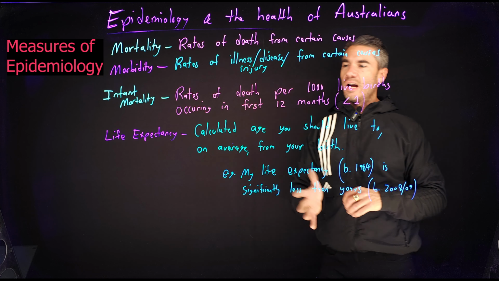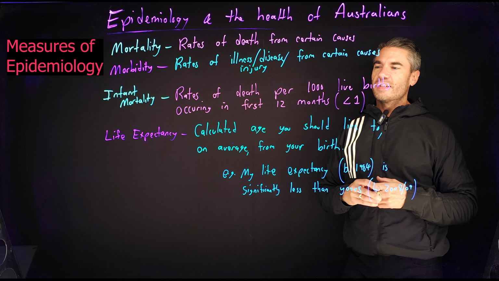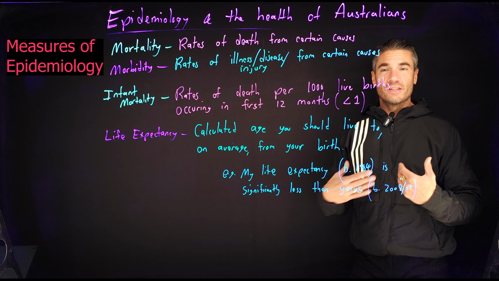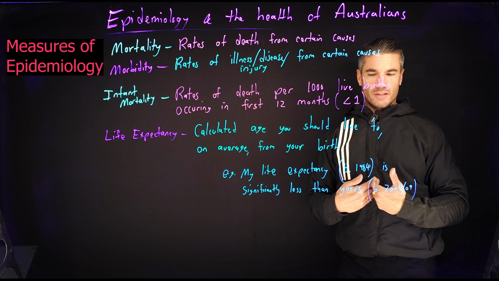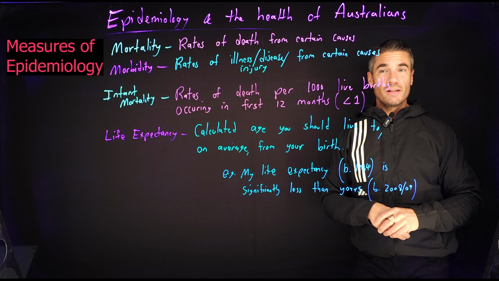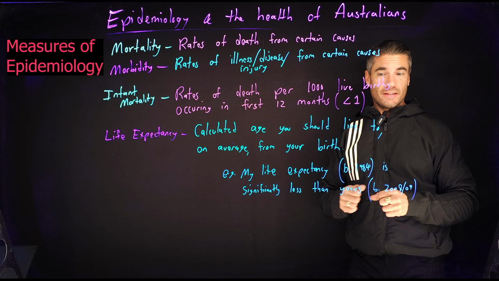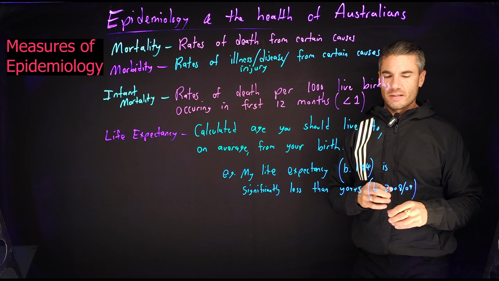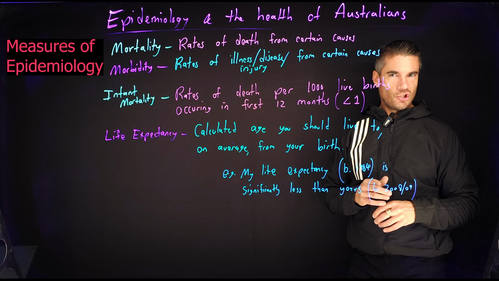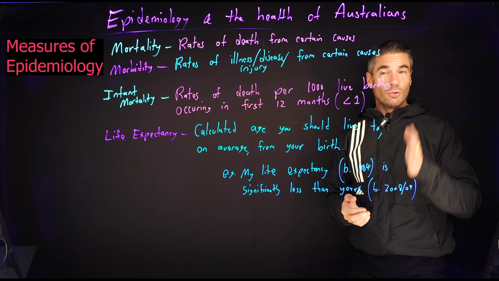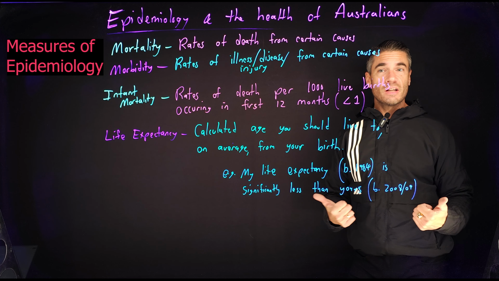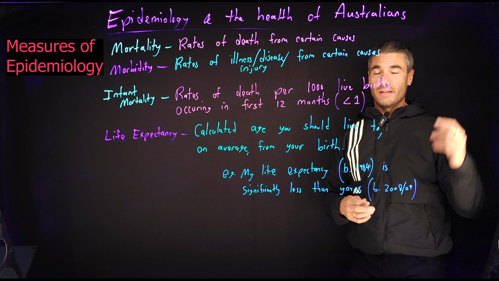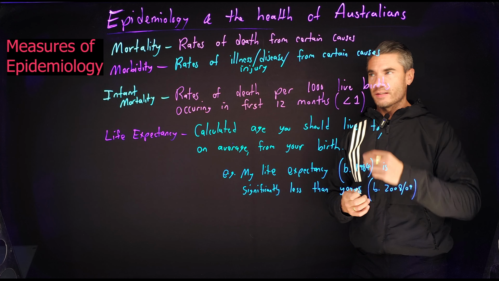And our last one is life expectancy. Life expectancy is the calculated age you should live to on average from your birth. So, for example, my life expectancy as someone who was born in 1984 is significantly less than your life expectancy, and I'm assuming you were born around 2008, 2009-ish, okay? But you get the point. And my daughter's life expectancy, 2016, 2019, is more than your life expectancy because it is one of the things that is constantly trending upwards. But like I said, we'll talk about that in a separate video.